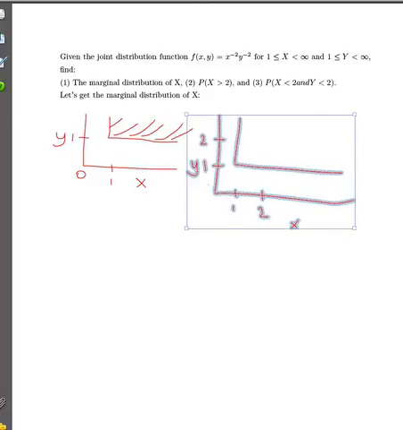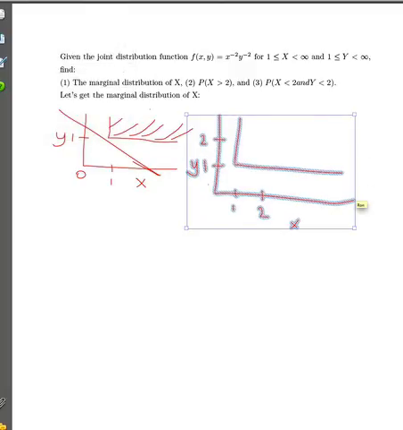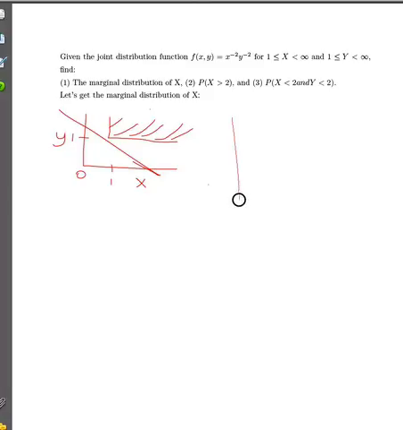Oop. Why does it keep doing that? I don't know. I don't know how to stop it. Let's see. Oh well. Draw my picture again. Here we go.